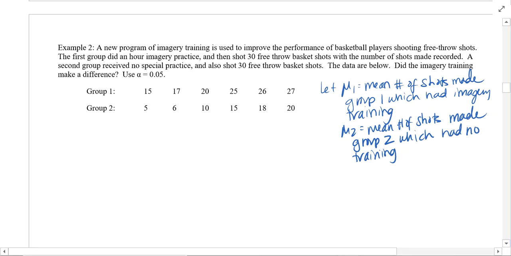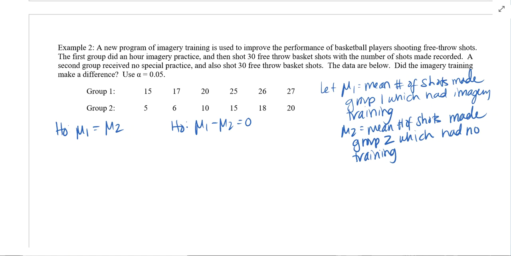Okay, so it is important to define your variables here. And so our null is that they're going to be the same. So you can write this as mu1 equals mu2, or if you would rather write it as mu1 minus mu2 equals 0. That's saying the same thing. You only have to write this one way. So just write it once, but whichever one makes sense to you.